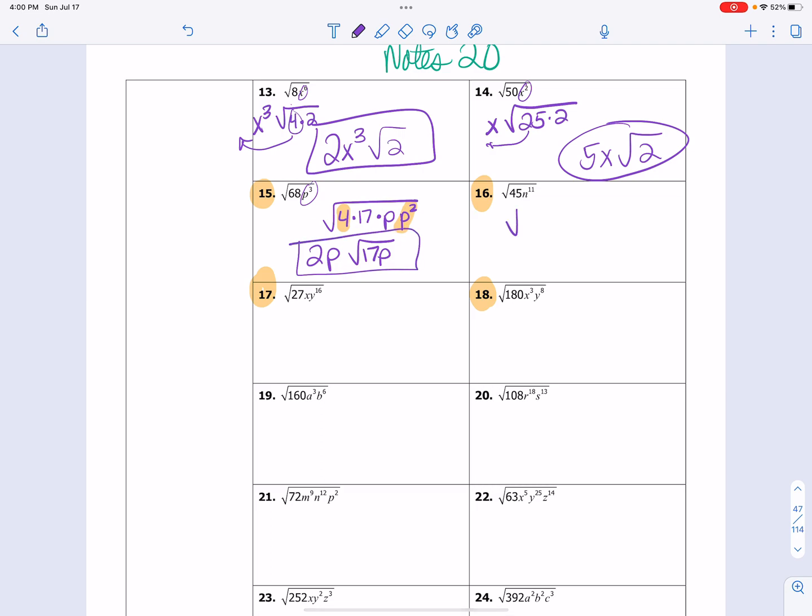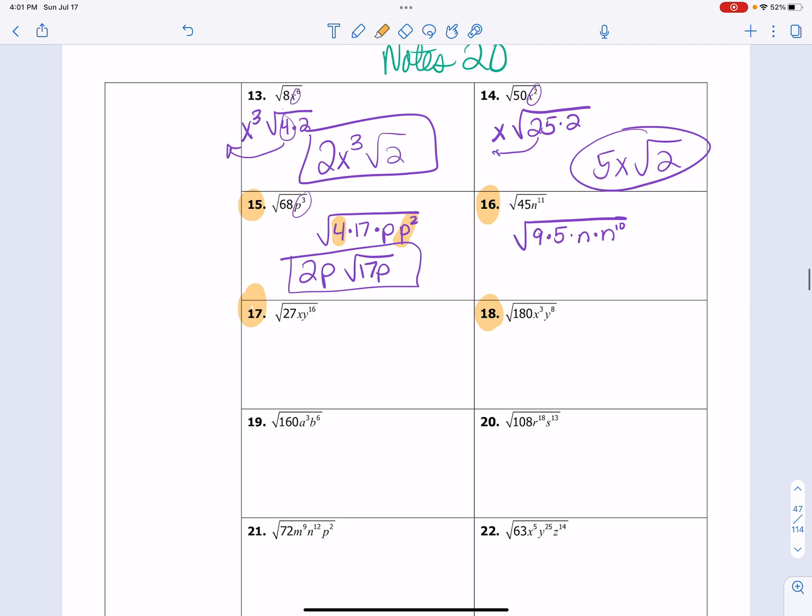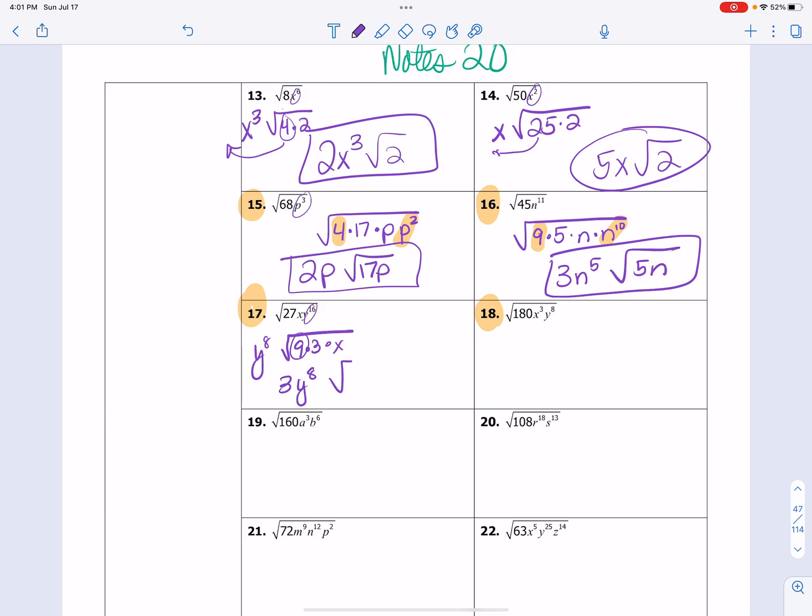Okay, so on the next one, I'm going to have to rewrite both of them. 45 is 9 times 5, and then this would be n times n to the 10th. This is a perfect square. This is a perfect square. So I would have 3n to the 5th root 5n. Okay. So the next one, 16 can come out. So y to the 8th. Thank you, 16. This is 9 times 3 times x. So when that comes out, it would be 3y to the 8th root 3x.